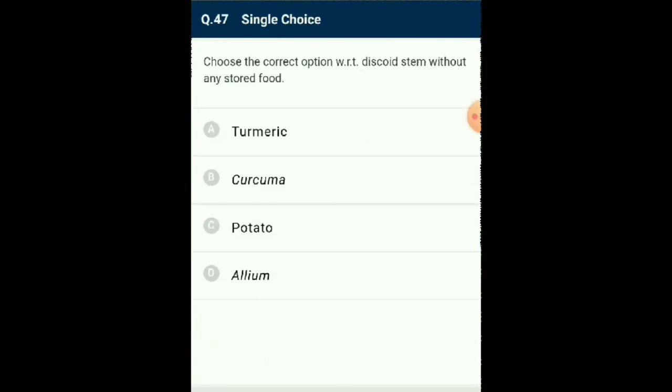Question number 47. Choose the correct option regarding discoid stem without any stored food. Some plants adopt underground stem modification in which stem that is derived from stem tissues exists under the soil surface, and one such example is a bulb. The bulb has a highly condensed disc-like or discoid stem with its upper surface ending in a terminal bud with fleshy, scaly leaves. The adventitious roots arise from the lower region of the bulb with the presence of tunica. A tunicated bulb is covered by a sheath of dry scale leaves. Example, onion, Allium cepa, and garlic, Allium sativum. So the answer for this question is option D, Allium.